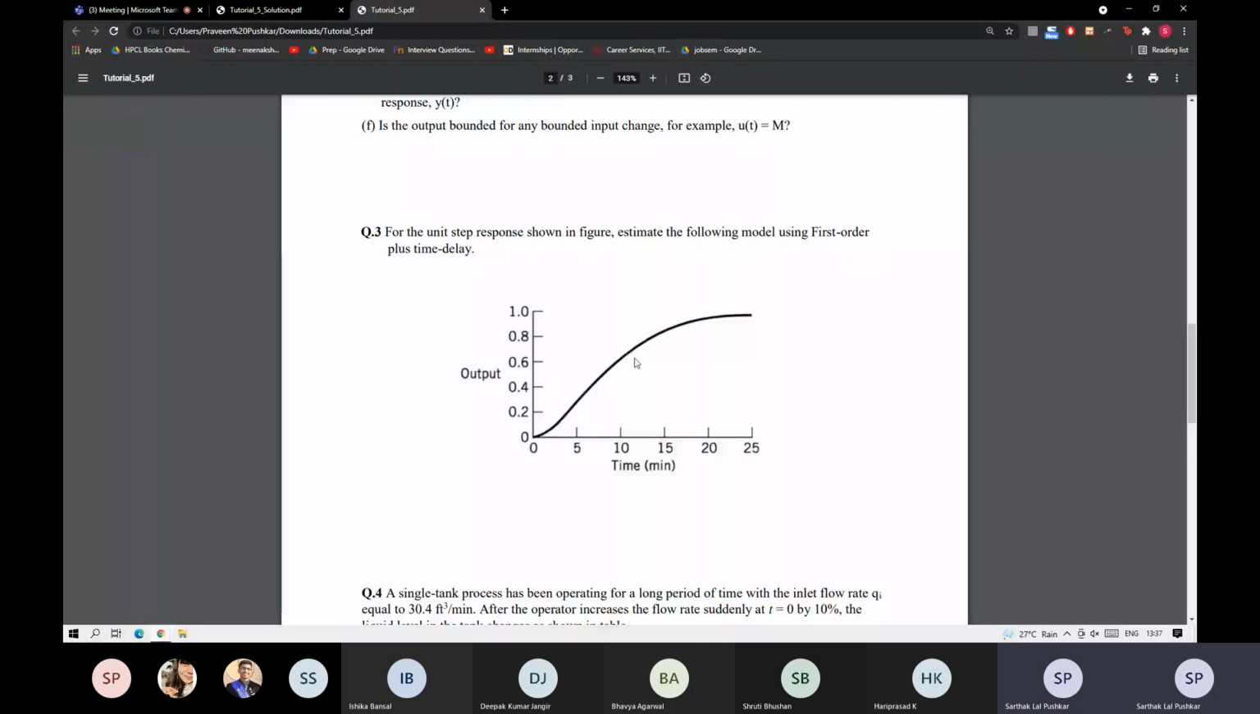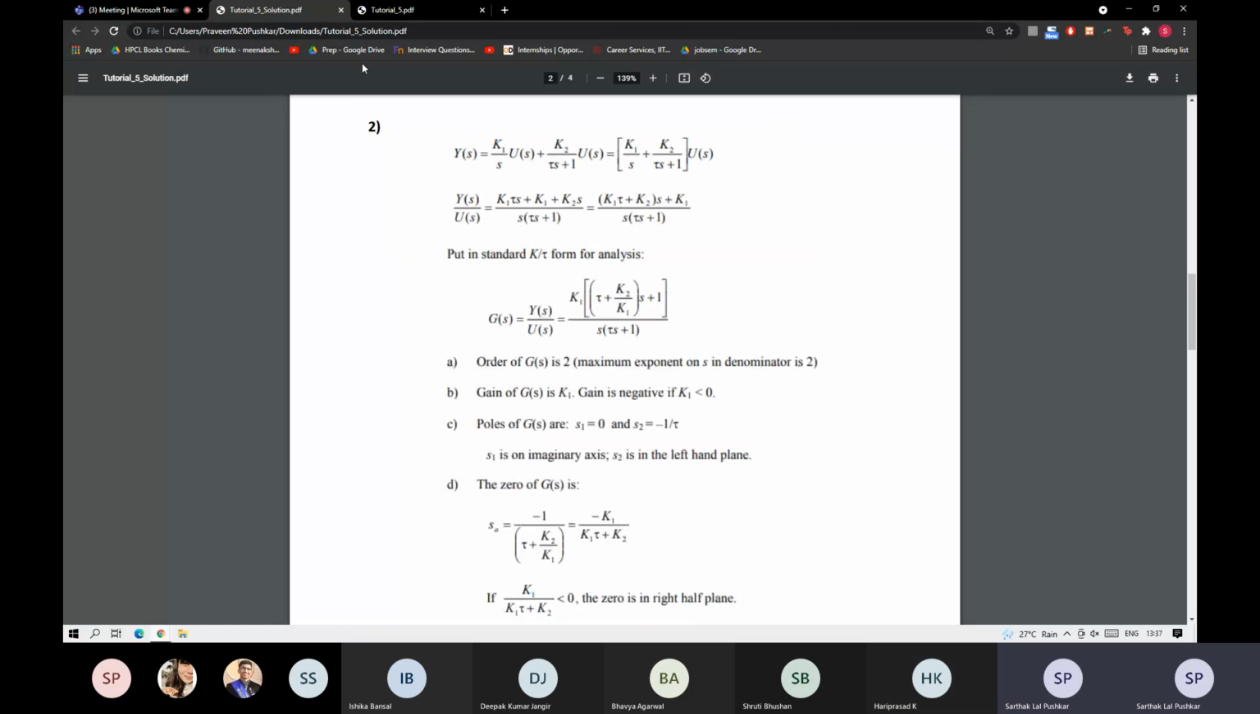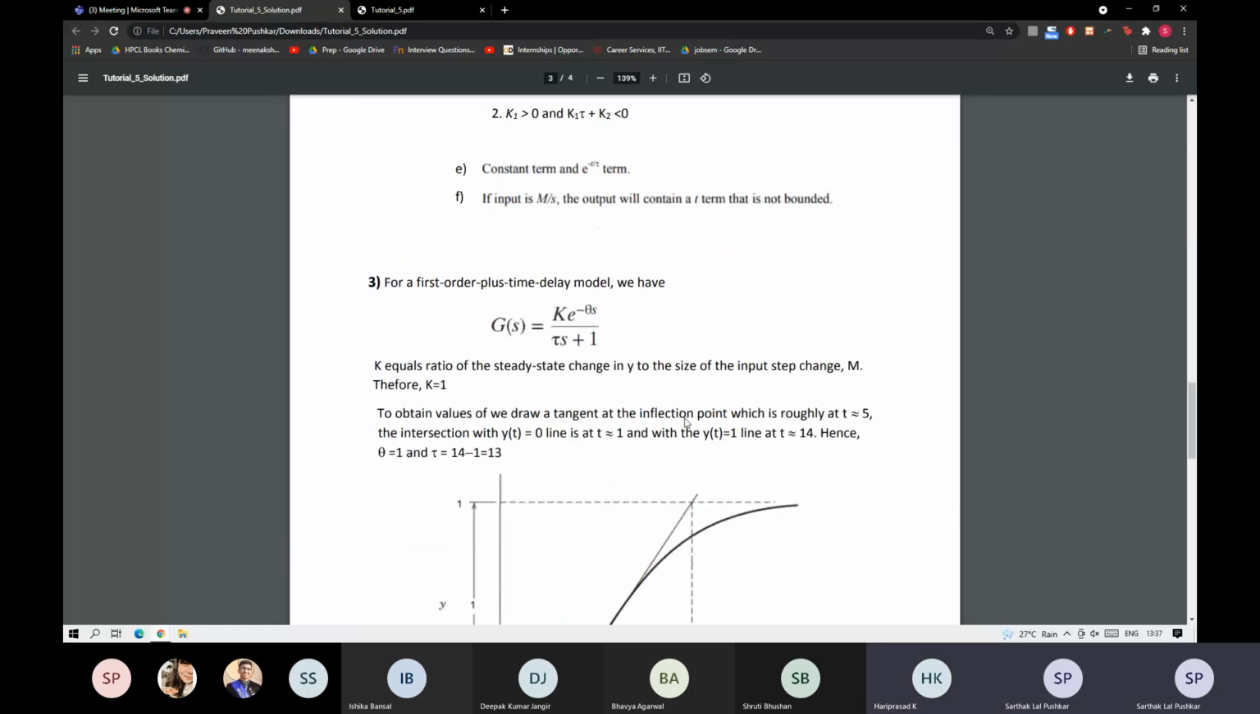So in this question, first we have to write the standard first order time delay equation, which is k exponential minus theta s upon tau s plus 1. So this k is the ratio of steady state change in y to the size of input step change m, which is equal to 1.